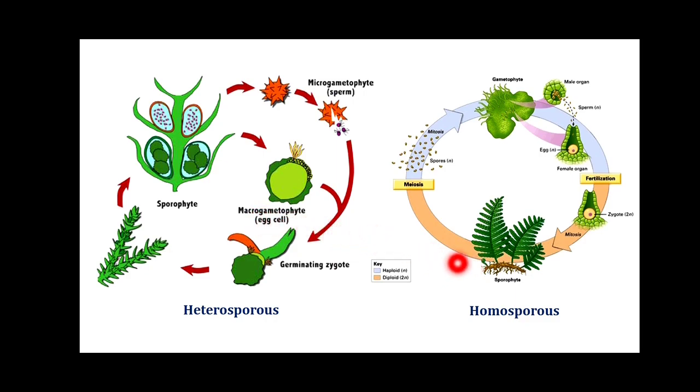While in the case of the homosporous condition, the prothallial stage is developed, which is nothing but the representation of the gametophyte, and on that gametophyte there is a development of gametes, male and female. So here the gametophyte is independent and separated from the sporophyte.